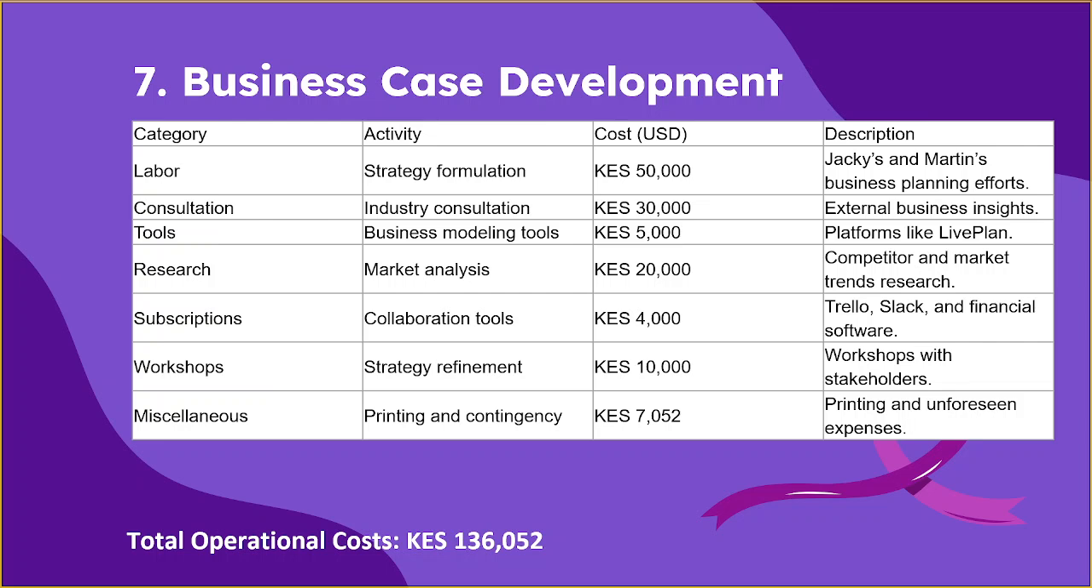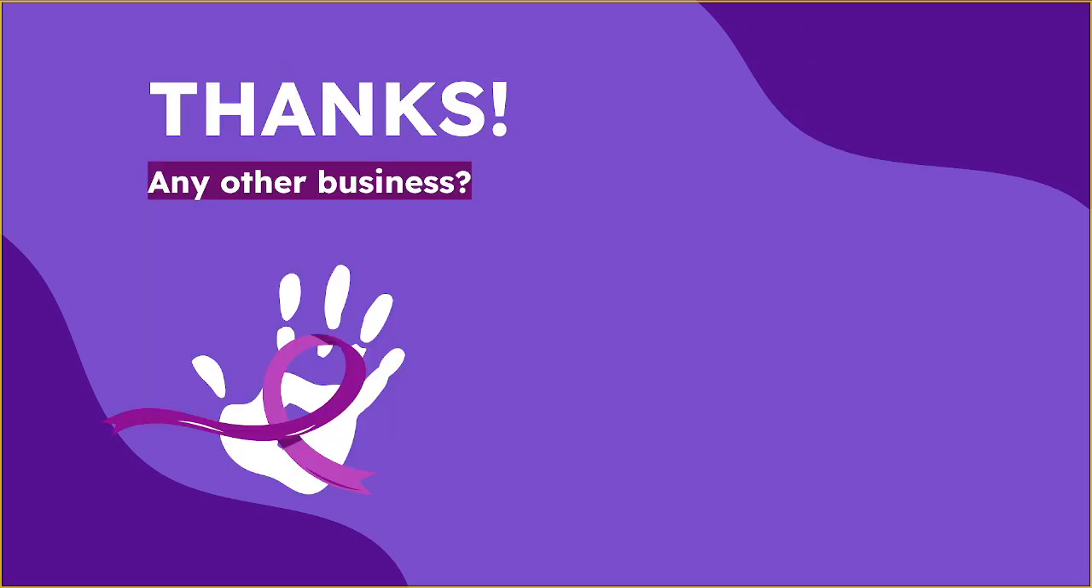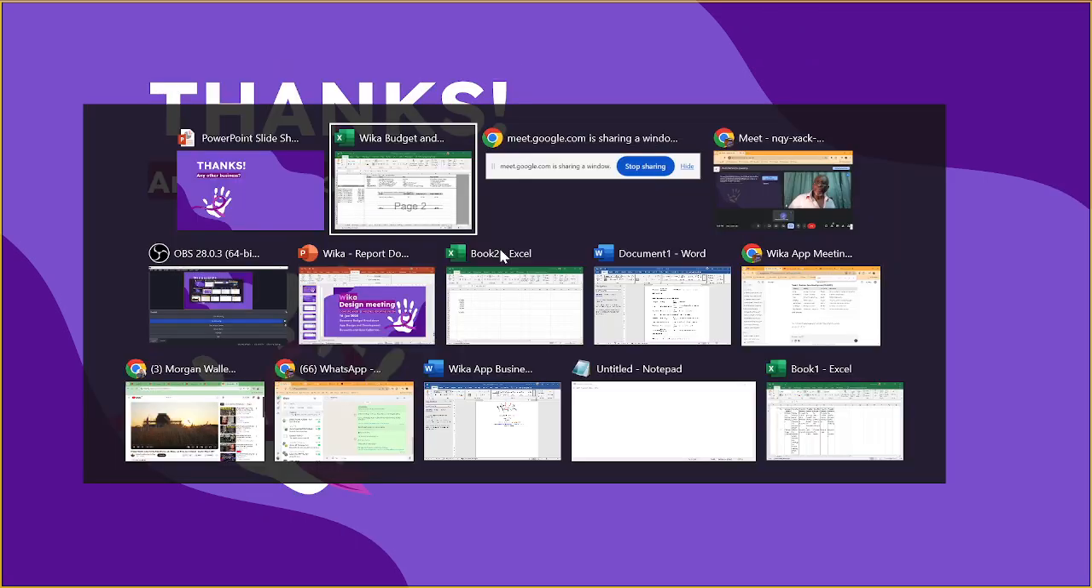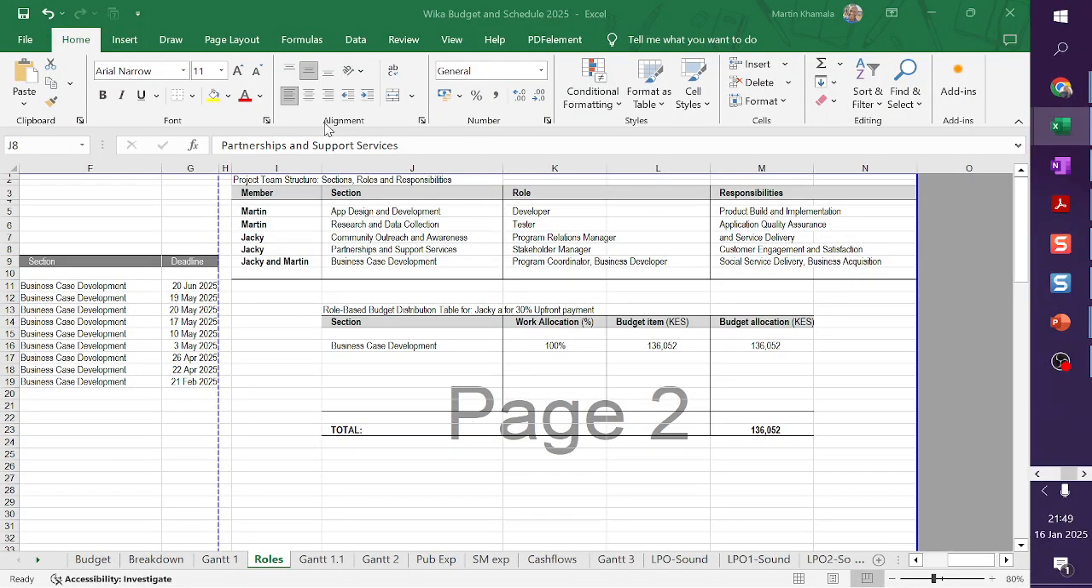136,000 in total. Yeah, so this gives you a sense. This is the total budget now for the three areas that I'm working on, which are here. I'll just zoom in.